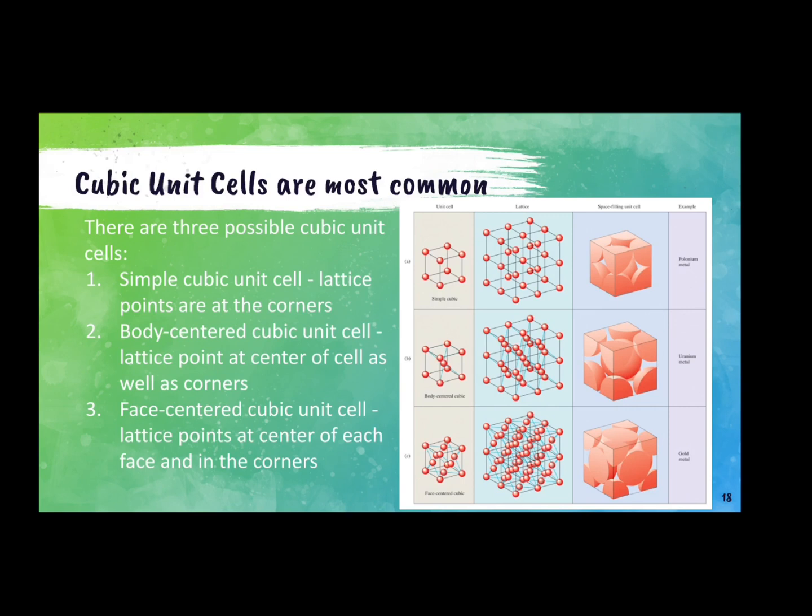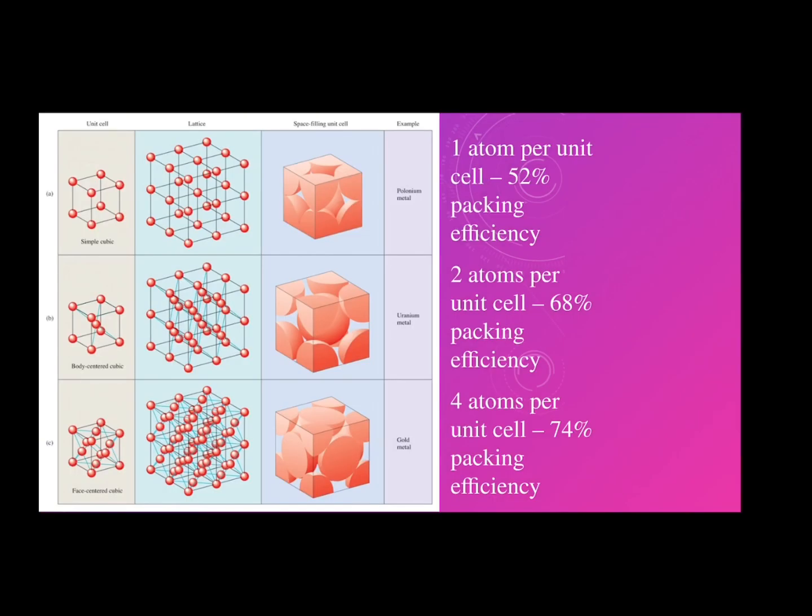Simple means that the lattice points are at the corners. Body-centered means there's one lattice point in the center, but there's also lattice points on the corners. And then face-centered is there's a point at each corner and each face and in the middle. So as you go down on this chart, the cells get a little bit bigger because there's more parts of the atom showing up. Also as you go from top to bottom, the packing efficiency gets higher, which means that they're able to pack more atoms in one cubic cell.